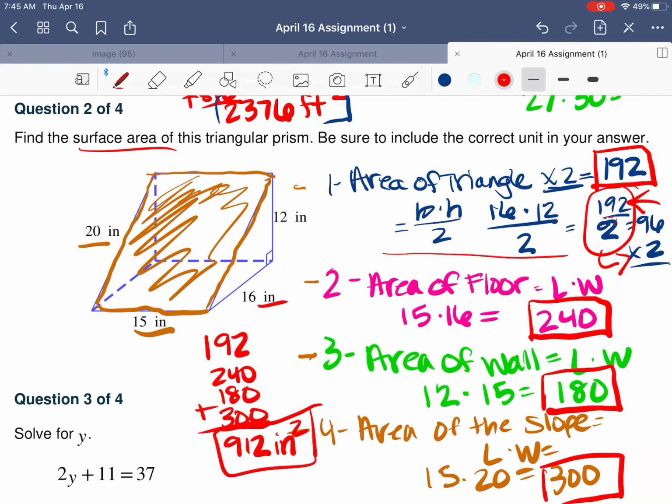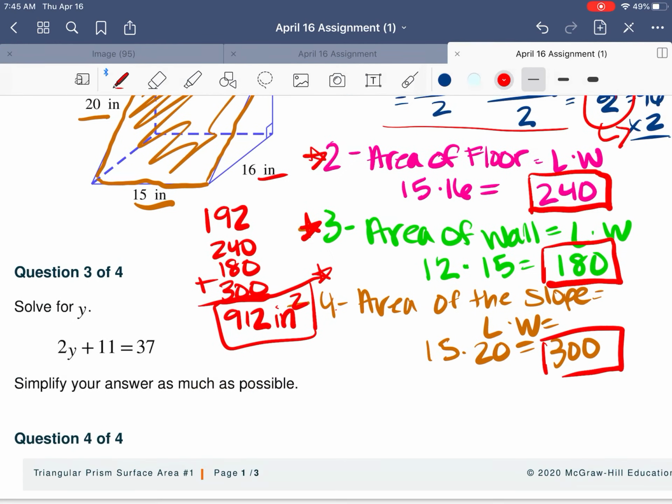Step 1, you need to do the area of the triangle. Step 2, area of the floor. Step 3, area of the wall. And step 4, area of the slope. All right. Okay.